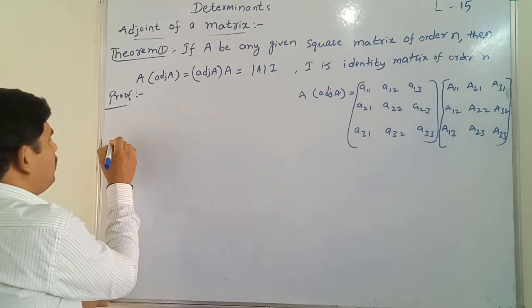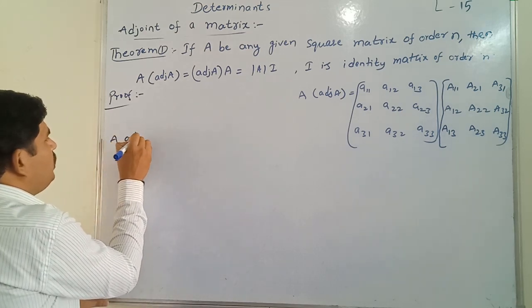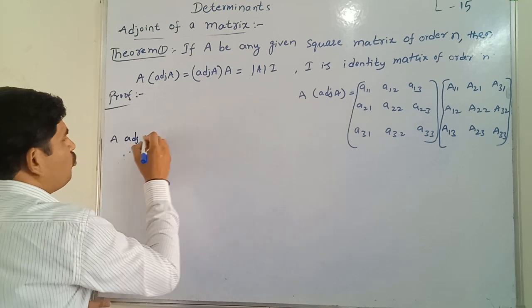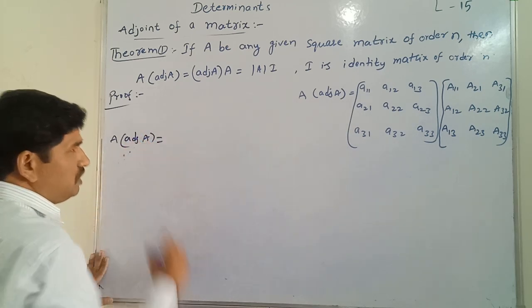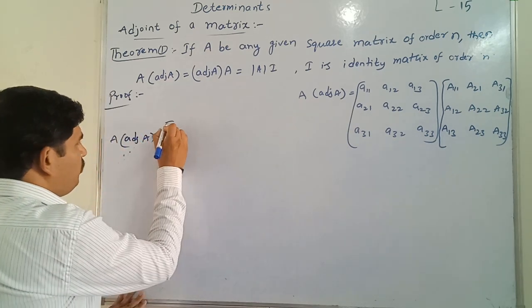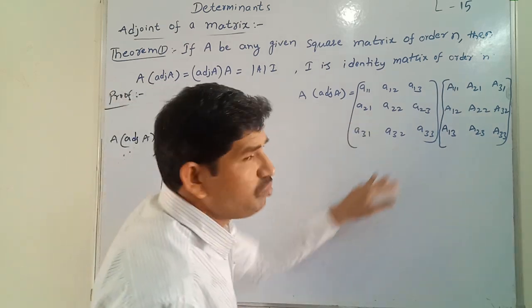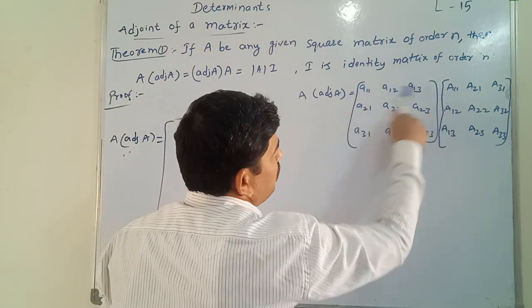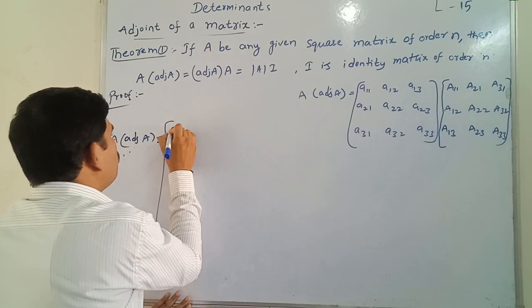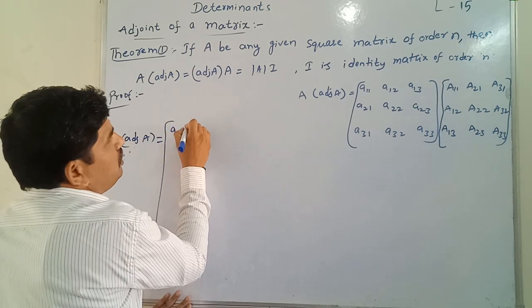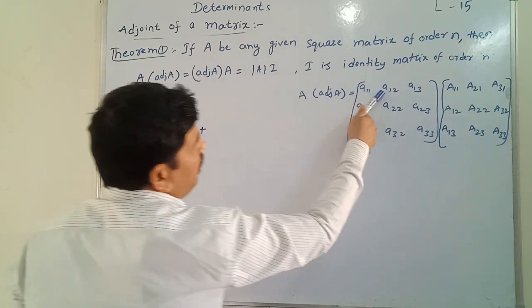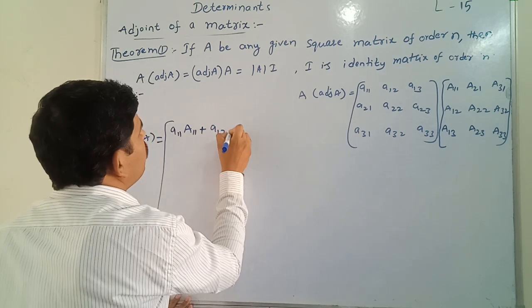Now I will write here A into adjoint A, the multiplication of two matrices, is equal to... see, if you are writing the multiplication, first row first column: A11 into capital A11 plus again A12 into capital A12.